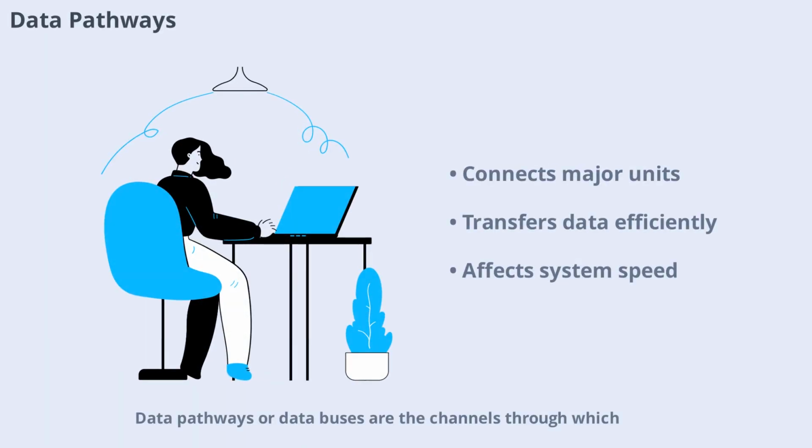Data pathways or data buses are the channels through which information travels inside the computer. These pathways connect the CPU, memory, and input-output units, allowing data to move quickly and efficiently. The width and speed of these buses directly impact the computer's performance.